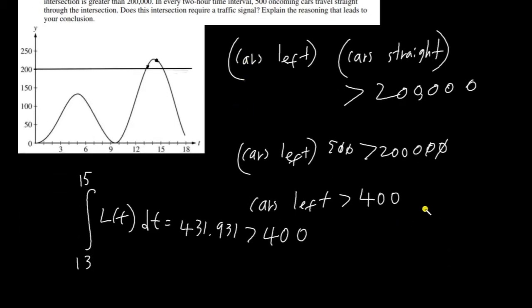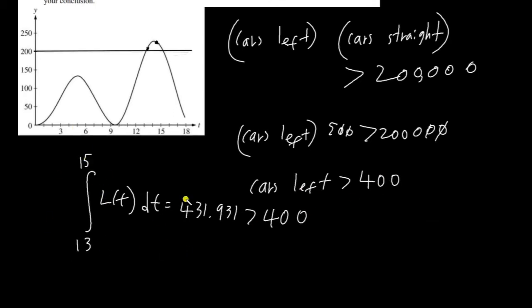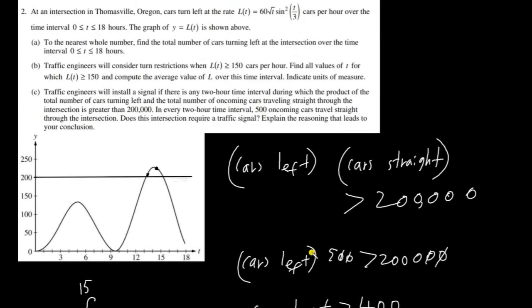Sounds awesome. So, in terms of points, this was a 4-point question. 1 point for correctly determining that the cars turning left had to be greater than 400. 1 point for the limits of the integral. 1 point for the answer of the integral. 1 point for the correct assertion that we do need a traffic signal. That was question 2.